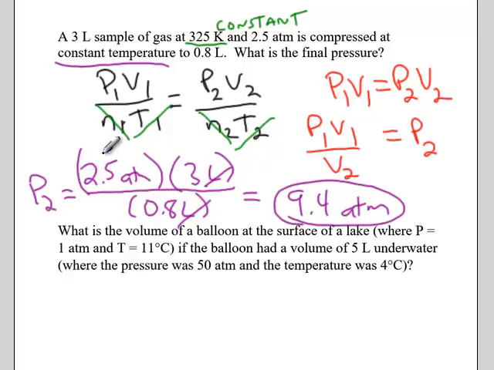For a problem like this one, you can think about the answer. If you make the volume go down, this is like squeezing on a balloon. If you squeeze a balloon too much, it'll pop because the pressure goes up. When the volume of the balloon goes down, the pressure inside goes up. So a pressure of 9.4 makes sense compared to the first pressure of 2.5.